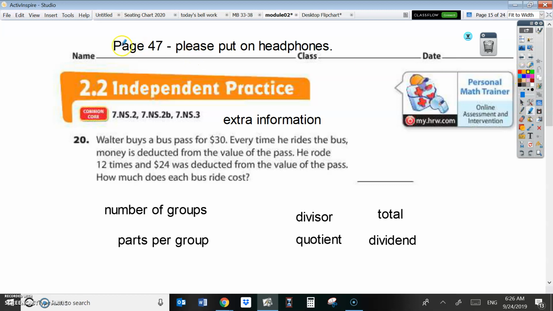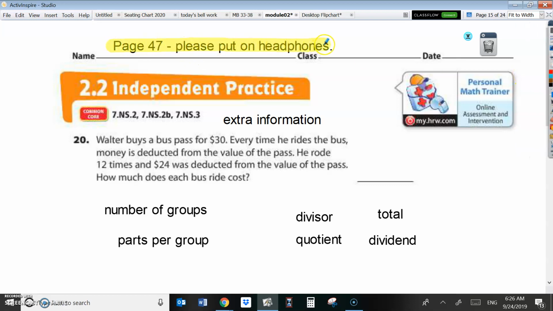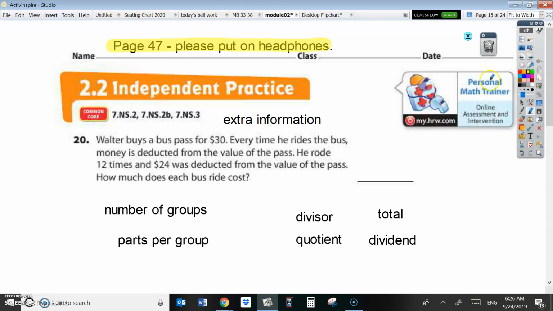This is page 47. Please put on headphones. Before we start here, let's look. We have some information here that is extra information. So as you read, think about what is extra information.